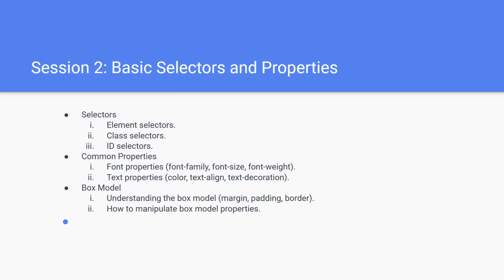In session 2, we will dive into basic selectors and properties. We'll learn what is a selector, selecting an element, that's called element selectors. We have class selectors, we have ID selectors. We will see the common properties, which are font properties like family, font size, font weight. Those are called font properties. We have text properties like text align, or color of text, or text decoration. Those are called text properties. We'll learn more in this session 2: the box model, understanding the box model, the margin, the border, and the padding. How to manipulate box model properties.